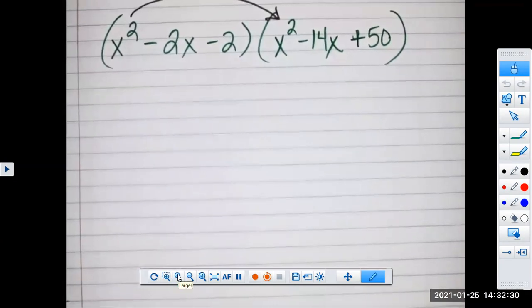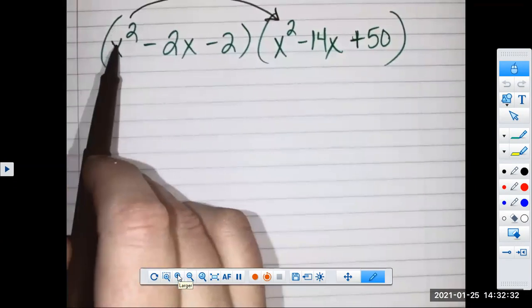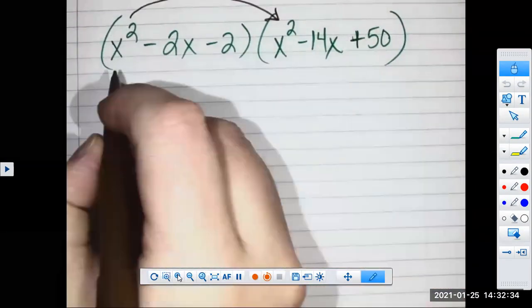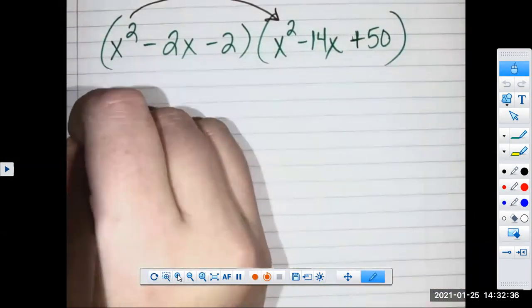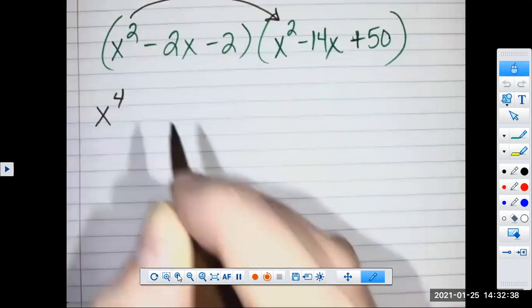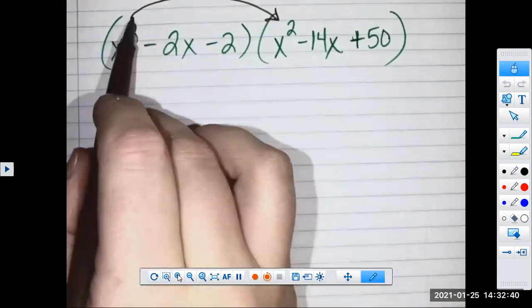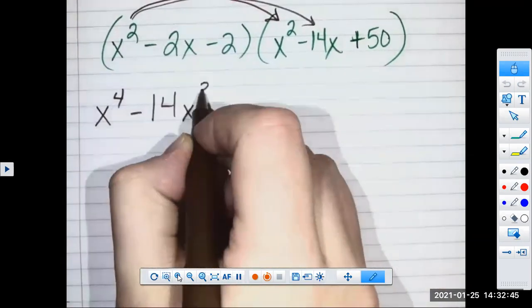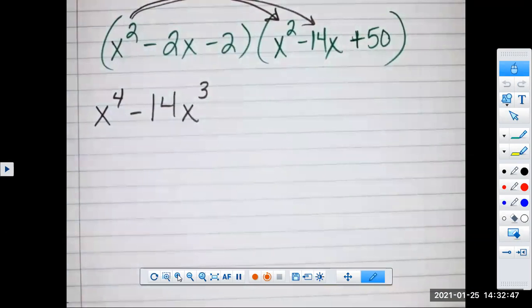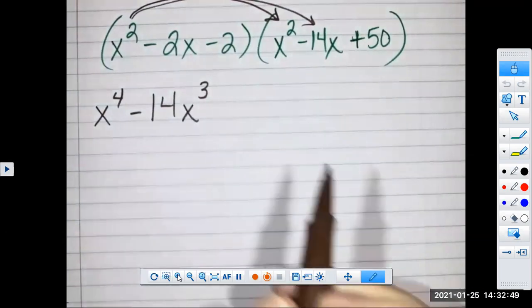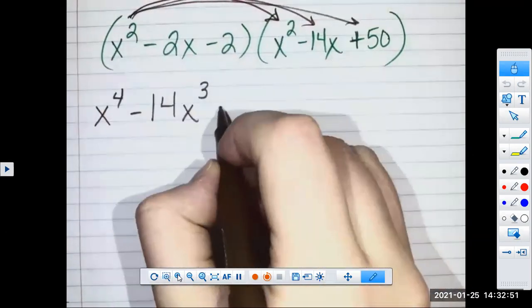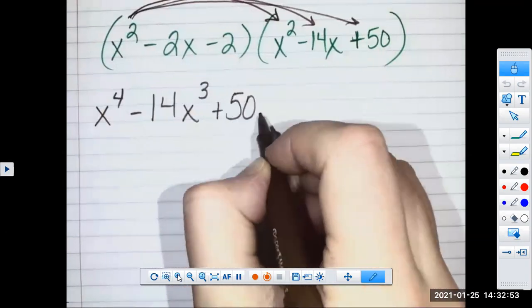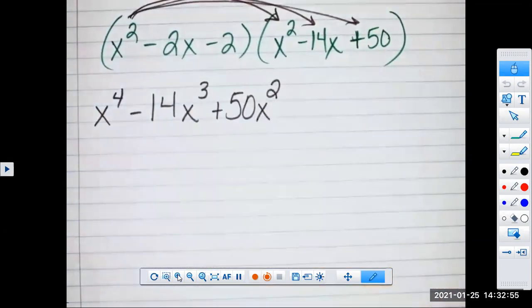All right, let's distribute x squared to all three terms. So x squared times x squared, it's going to give you x to the fourth. X squared times negative 14x, negative 14x to the third. X squared times 50, 50x squared.